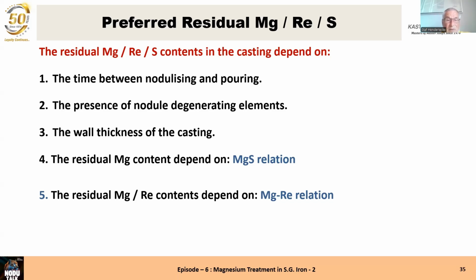Why? When we stop pouring, the metal is still liquid, and the thicker the wall, the longer it stays liquid, and the more fading we can have. So it also depends on the wall thickness. And the residual magnesium content depends on the magnesium to sulfur relation. We come to that later because we will have a magnesium active and a magnesium on the spectrometer, but we come back to that. And it also depends on the relation between magnesium and rare earths.